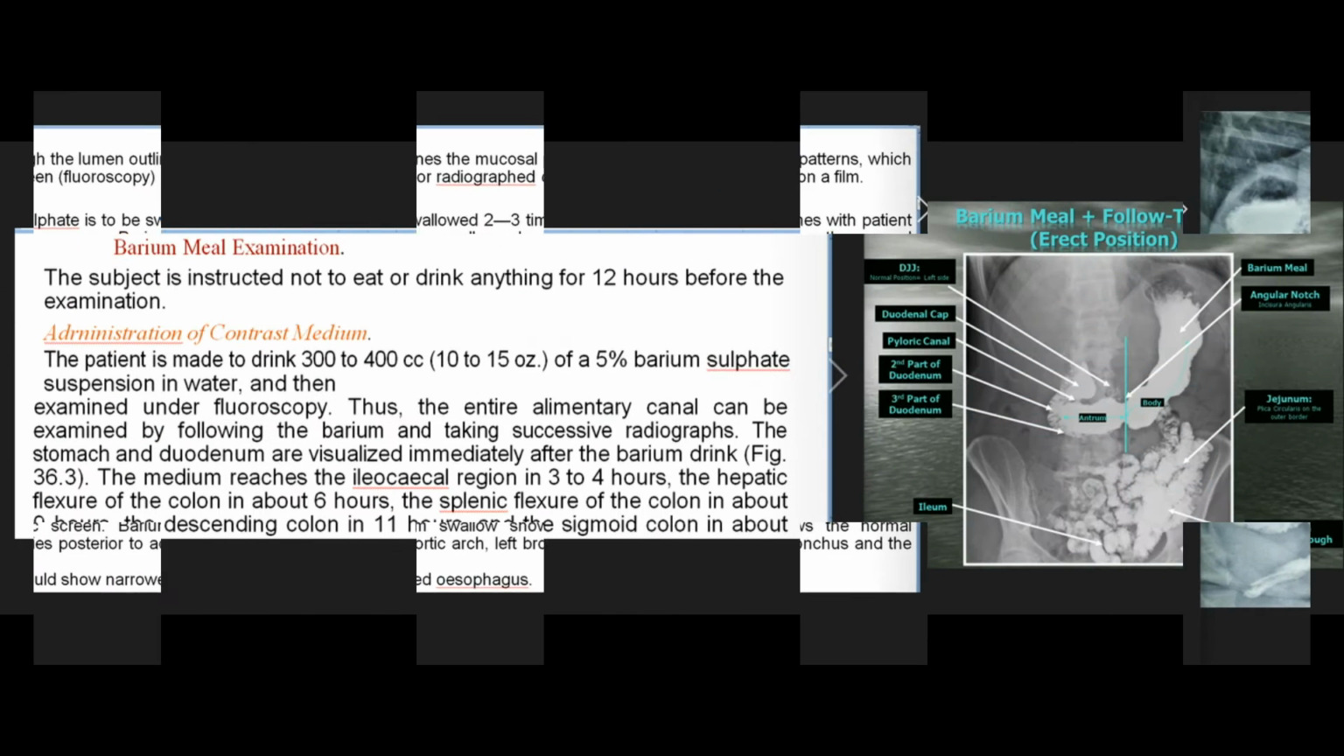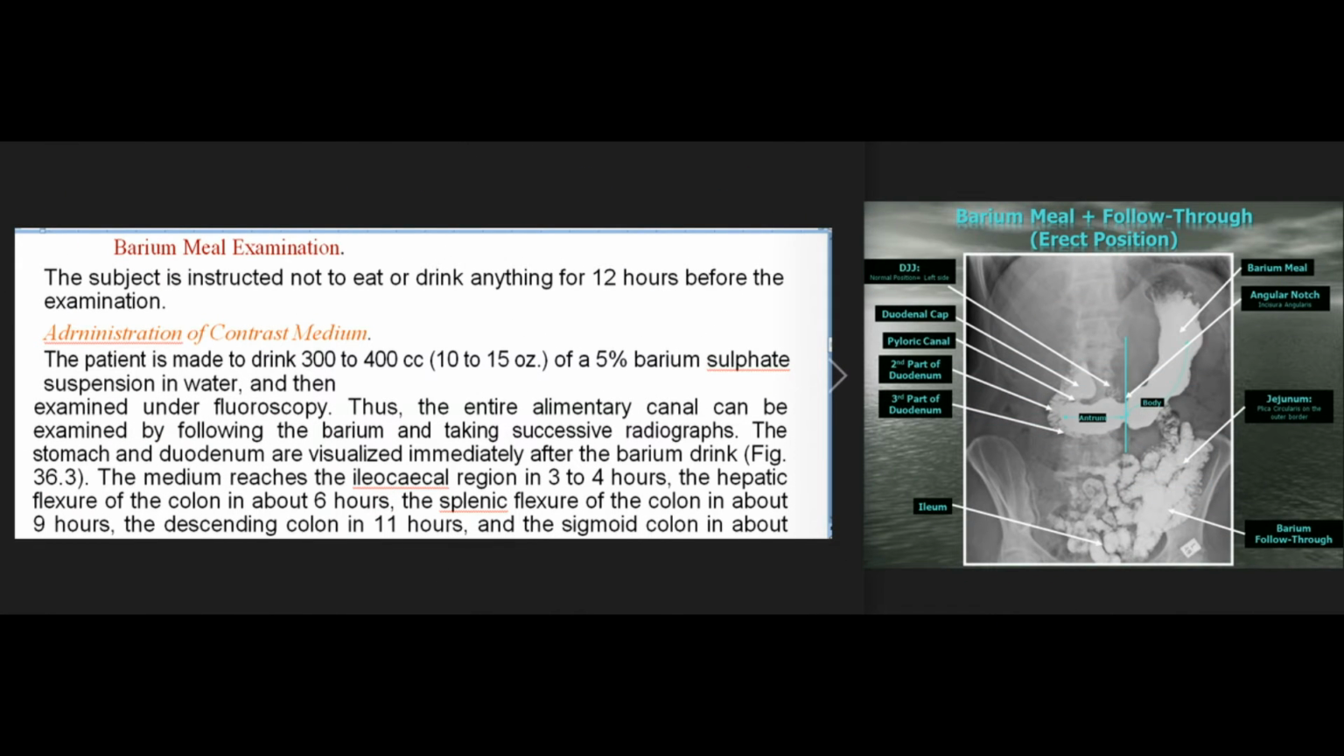Barium meal examination. The subject is instructed not to eat or drink anything for 12 hours before the examination. Administration of contrast medium. The patient is made to drink 300 to 400 cubic centimeters, 10 to 15 ounces, of a 5% barium sulfate suspension in water, and then examined under fluoroscopy. Thus, the entire alimentary canal can be examined by following the barium and taking successive radiographs. The stomach and duodenum are visualized immediately after the barium drink.